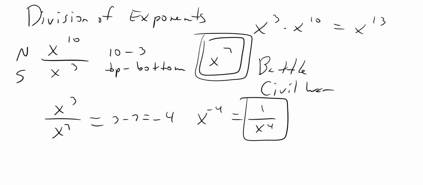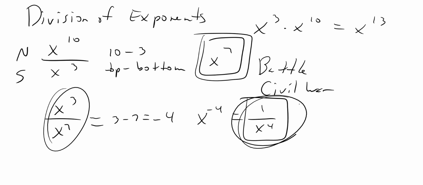Now, if I did it just using the Civil War, I would say I have a battle between the North and the South. Who wins? Well, the bottom wins by 4, right? So there it is: 1 over x to the 4th. So that's not too bad. Let's keep going here.